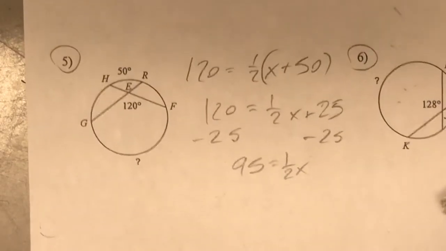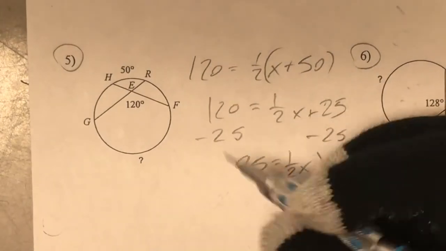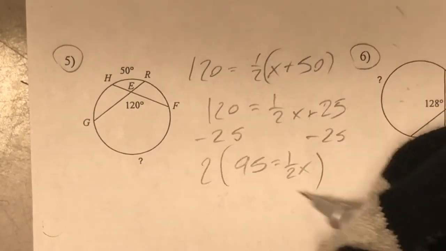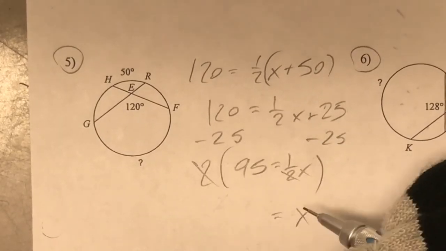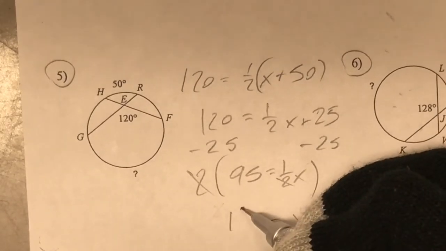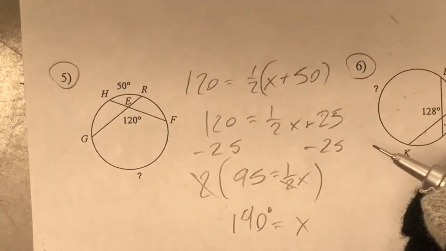And a way to get fractions out of the equation, if it's 1/2, you can just multiply by 2, and the 2 will cancel out, and you'll have x by itself equal to 190, and that'll be your big arc.